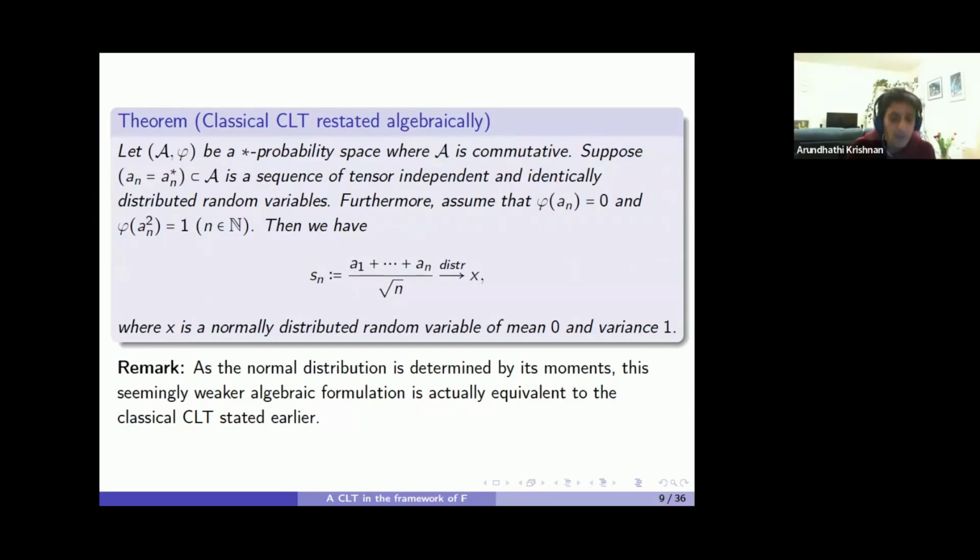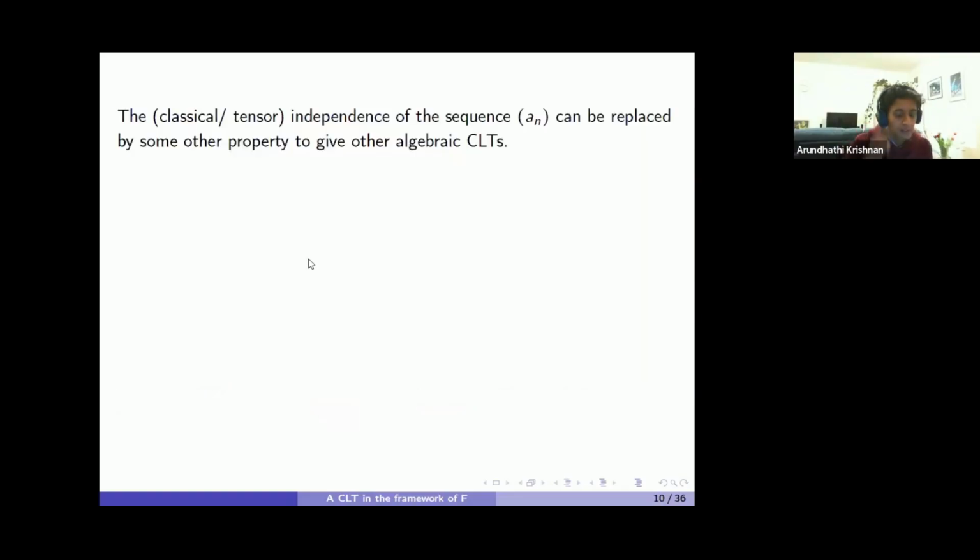classical central limit theorem. But anyway, the advantage of stating the theorem this way is that we can now replace (A, phi) by any star probability space where A may not be commutative anymore, and then consider what property you can give the sequence a_n such that you still get some kind of central limit theorem. And I suppose the most well-known of the central limit theorems, at least in the world of operator algebras, is the free central limit theorem, which gives a central limit theorem for a sequence of freely independent random variables. So I'll define what free independence is.